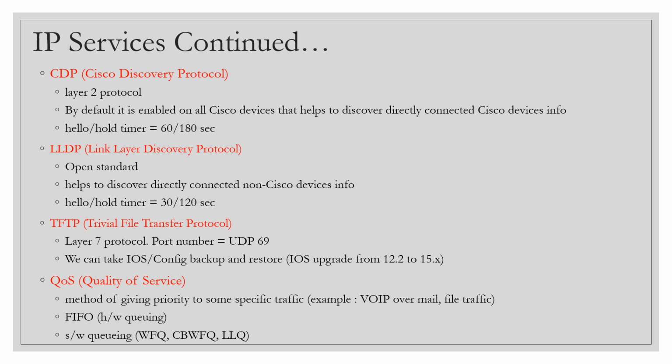Other options in the IP services will be CDP. CDP is called the Cisco Discovery Protocol, which works in layer 2. By default, this protocol is enabled on all the Cisco devices. The way it helps is that by just typing in the command show CDP neighbor and details, you can find out what devices are connected to that particular interface of the device. But the catch is that this will only be able to find Cisco devices. Here the hello timer is 60 seconds and the hold timer is 180 seconds.